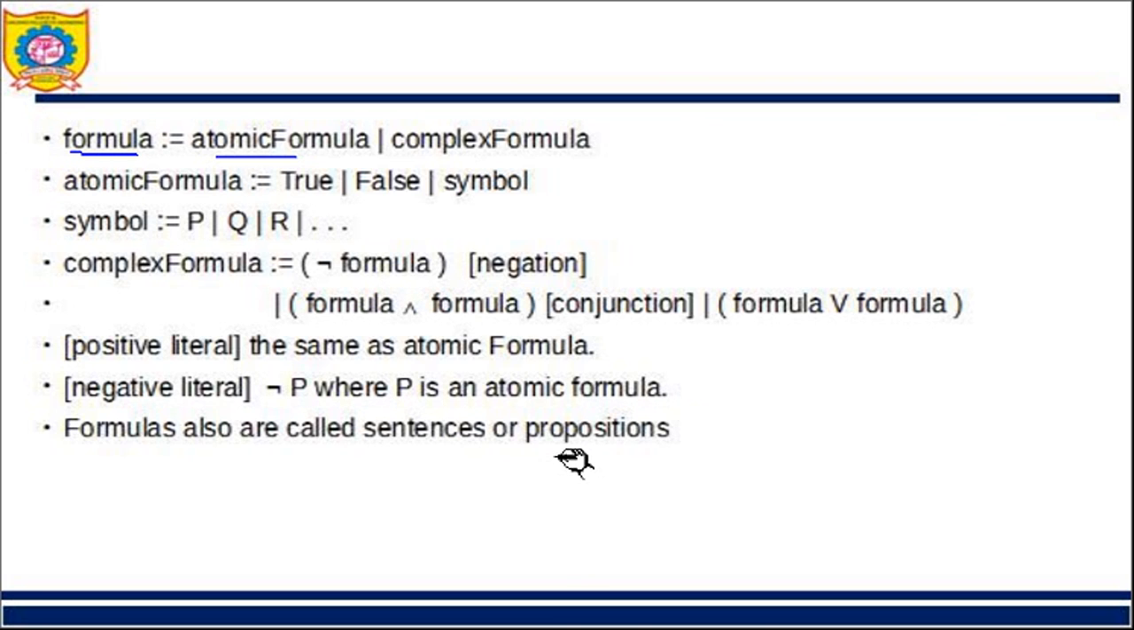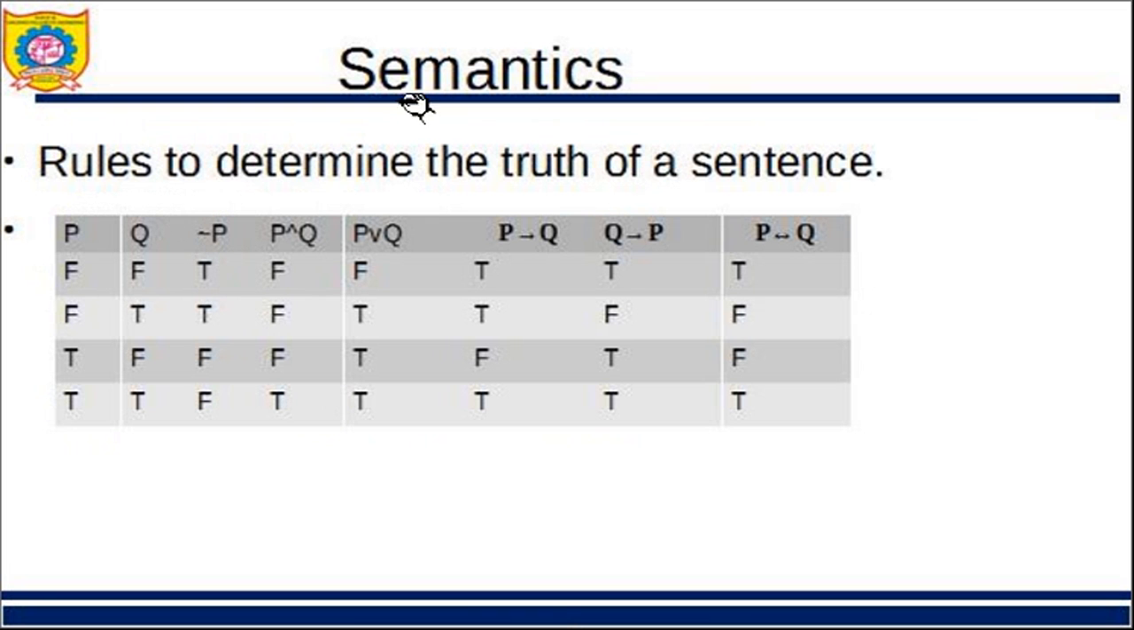Just remember that we are calling a formula a proposition. A formula can be an atomic formula or a complex formula. This is the main part of propositional logic. You can have a single formula or you can have complex ones. If you have a single one, it is nothing but true, false or a symbol, such as P, Q, R, S and so on. A complex formula is either the negation of a formula, or you use and, or you use or, or you may also use conjunction, disjunction and so on.